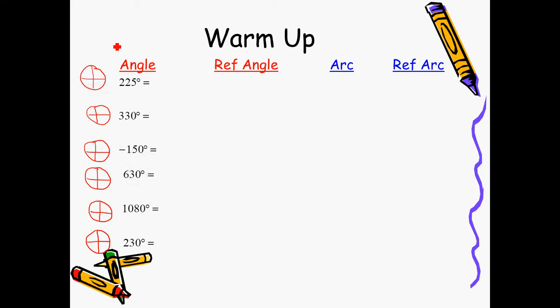But first we're going to do a warm-up with our angles and arcs. Notice that the angles are written in red and the arc is written in blue. For an angle, I didn't ask you to, but I could ask you to sketch it. 225, remember, if I'm doing an angle, I'm going to spin from standard position around to quadrant 3, showing positive direction, and that's 225 degrees.